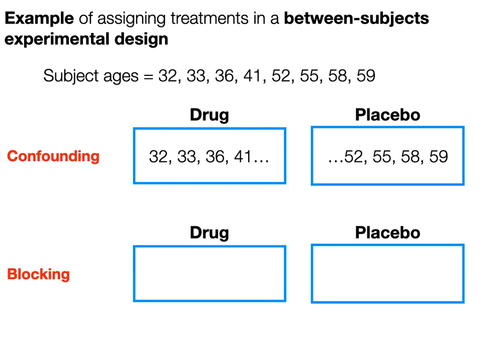Blocking would be like this. We might take our subjects ordered by age and assign the youngest to the drug group, the next youngest to the placebo group, the next youngest to drug, and then placebo, and so on. And if we follow that method, we'll end up with our two treatment groups being quite evenly matched in terms of their average ages.